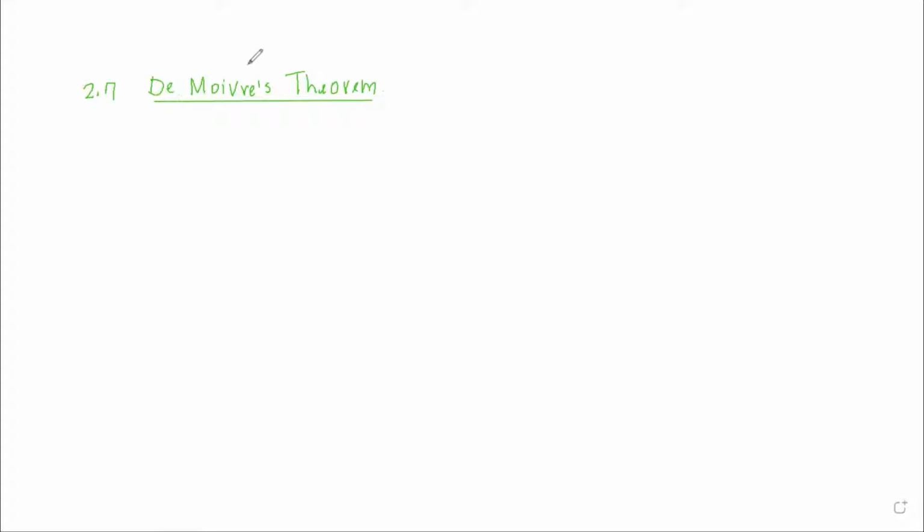This one is a mathematician's name. I believe he's French, okay? He created this formula, which is really helpful. This one can join with the polar form. Everyone still recalls the polar form formula.